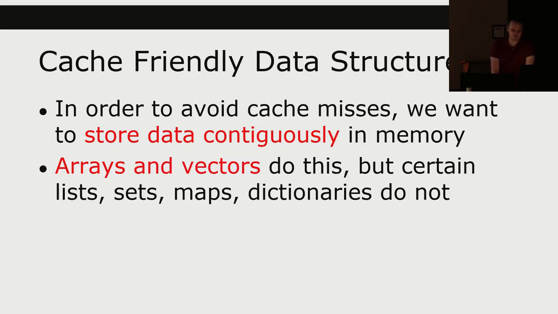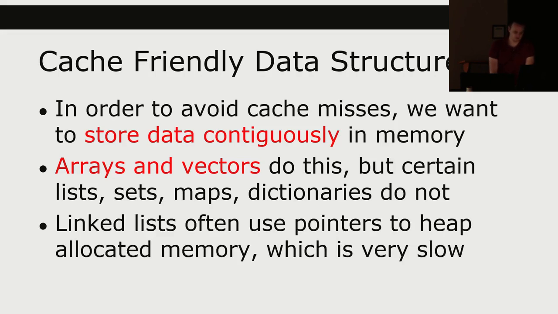Arrays and vectors do this, but certain lists, sets, maps, and dictionaries do not, right? So if you store something in a set versus a vector, and you're wondering why your program is like 10% slower, that might be the reason, because it's not cached.